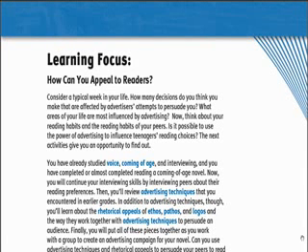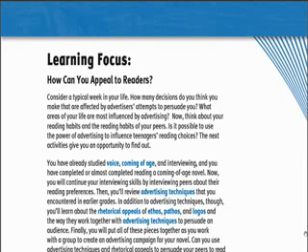We are on page 63. After you finish the embedded assessment, we're changing the focus a little bit of the unit, still talking about coming of age, but we're going to start talking about advertising. I'd just like you to follow along as I read the learning focus here for the next part of Unit 1. How can you appeal to readers?